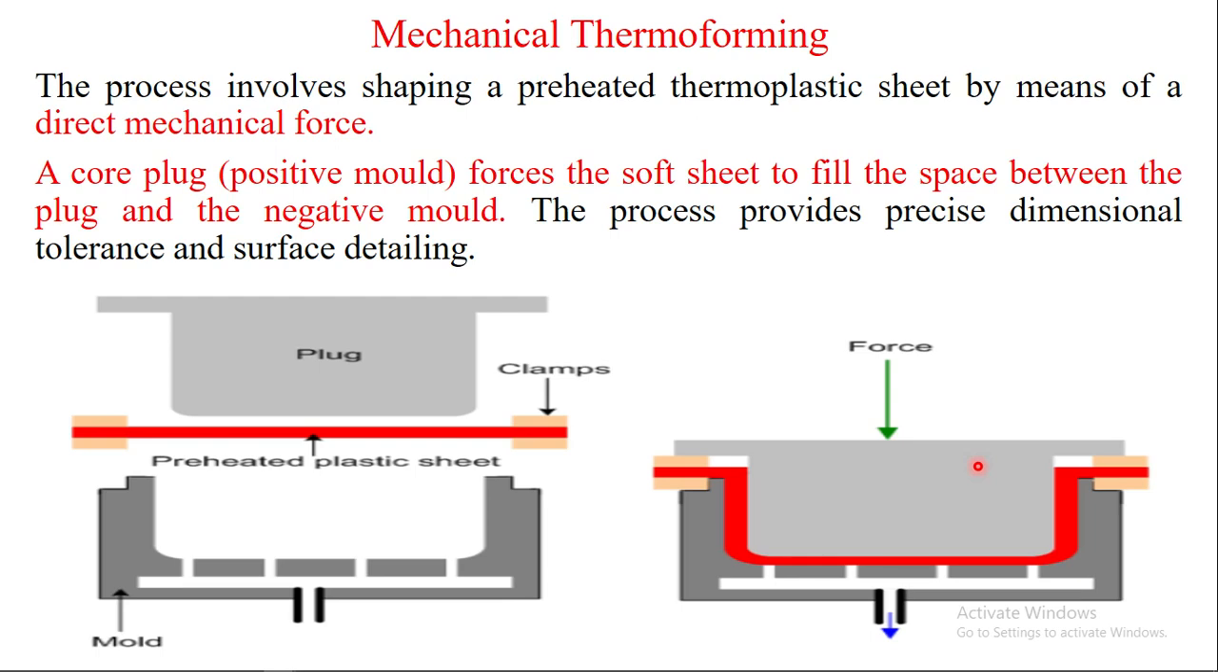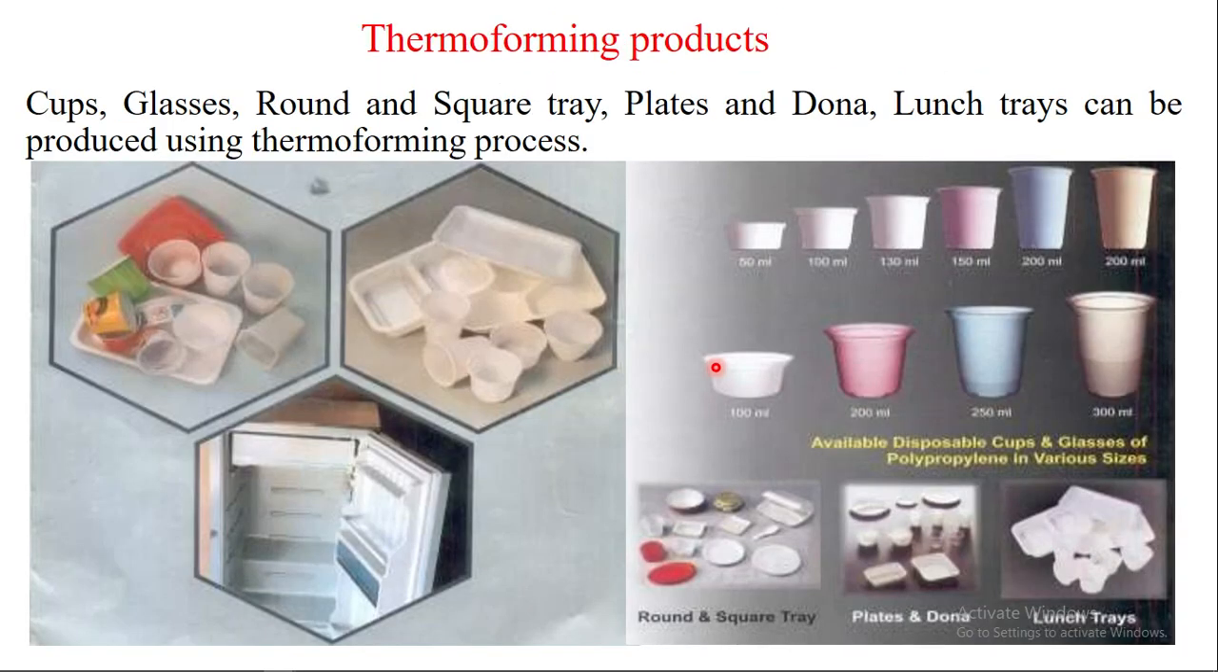Core plug or positive mold. This forces the soft sheet to fill the space between the plug and the negative mold. This one is the negative mold, and this one is the positive mold. Then the compression process is done in here. We can easily get a forging process for plastic. Mechanical thermoforming is similar to the forging process of metal material.